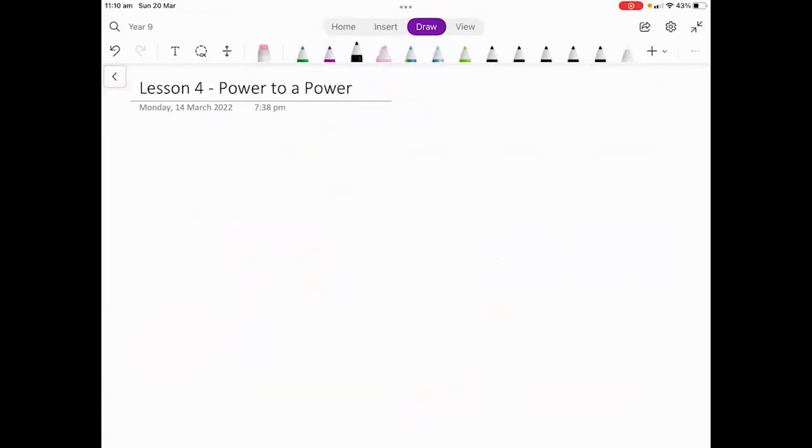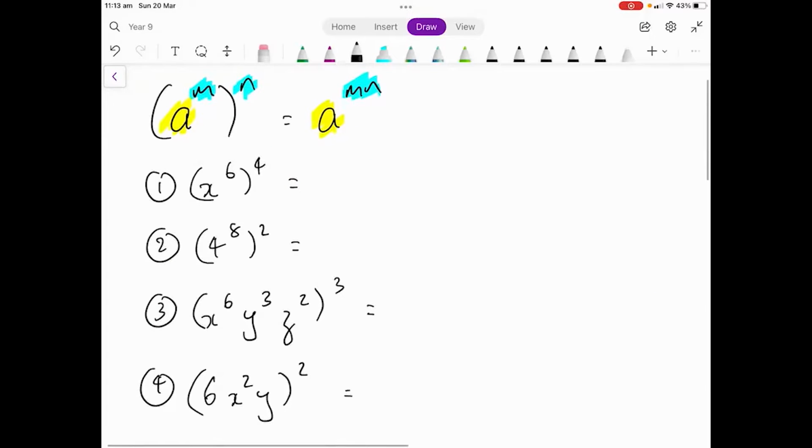The power to a power law tells us that if you have a to the power of m and it's all raised to the power of n, then you can simply multiply the powers. That is, it becomes m times n. Alright, let's do some sample questions.